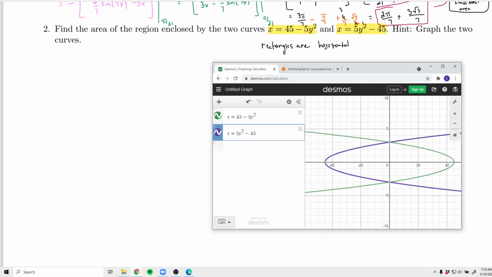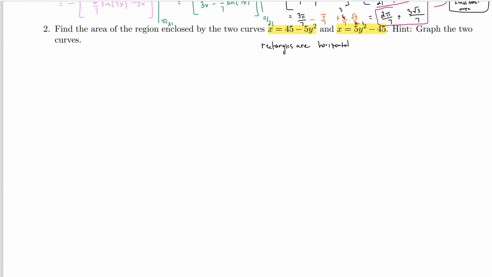So rectangles are horizontal basically because we have x equals, but also if you graph it, if you draw a horizontal rectangle like this, just follow my mouse cursor, the height of the rectangle is really given by the two curves this way, not this way. All right, so rectangles are horizontal since we have x equals stuff with y. That's probably the best way to think about it.